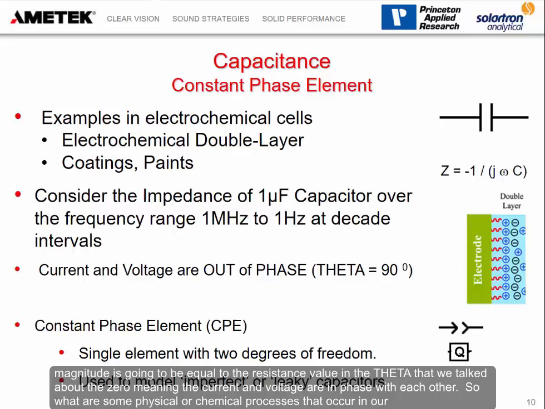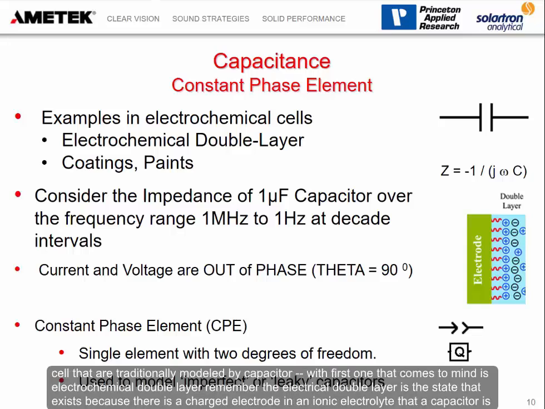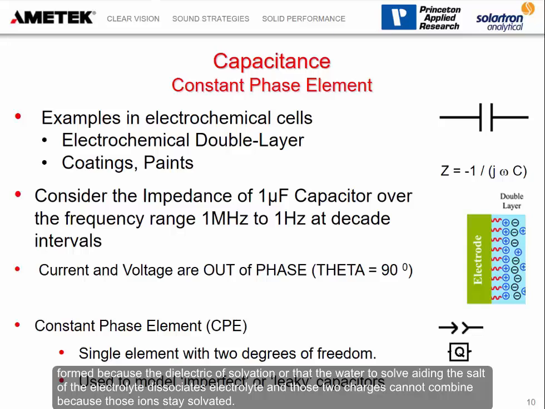So the next circuit element we'll talk about is capacitance, with a quick introduction to constant phase element. What are some physical or chemical processes that occur in our cell that are traditionally modeled by a capacitor? Well, the first one that comes to mind is the electrochemical double layer. Remember, the electrochemical double layer is the state that exists because there is a charged electrode in an ionic electrolyte. A capacitor is formed because of the dielectric of solvation: the water that's solvating the salt of the electrolyte dissociates the electrolyte, and those two charges cannot combine because those ions stay solvated.